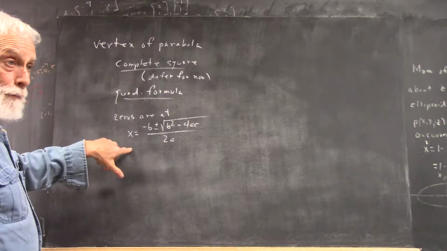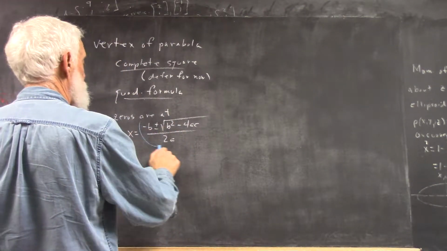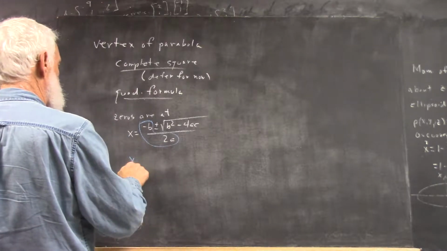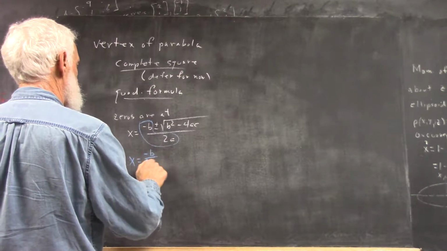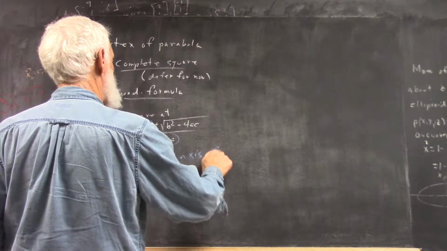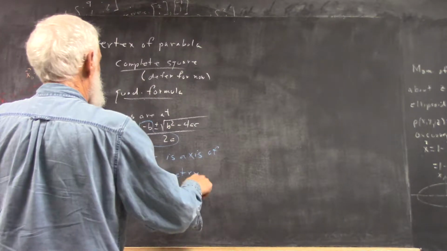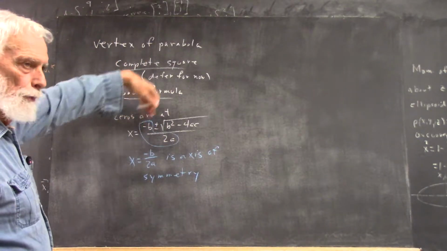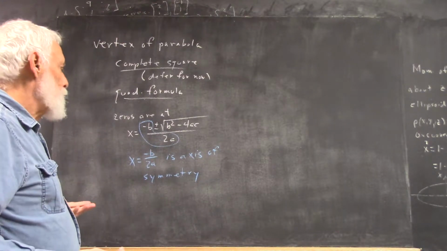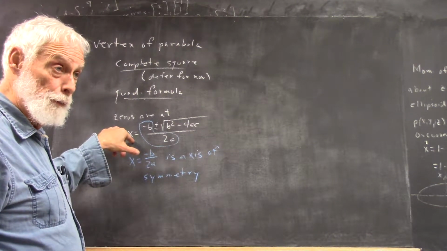Here are your zeros, right? Okay, this part of your quadratic formula, just throw away the discriminant. And you can think, this is the axis of symmetry. X equals this is the axis of symmetry.